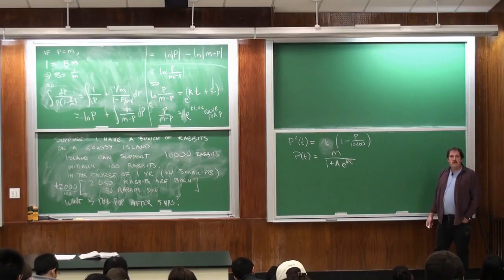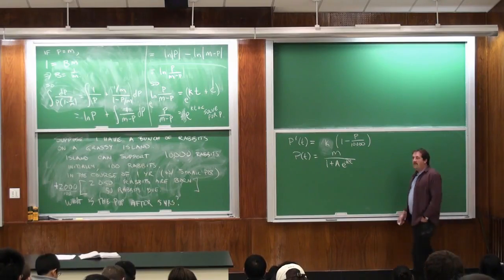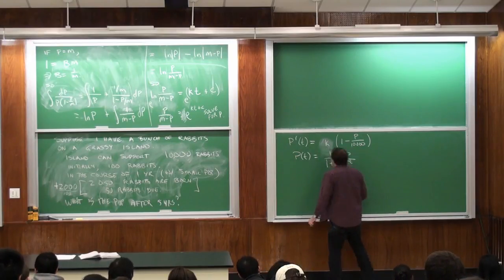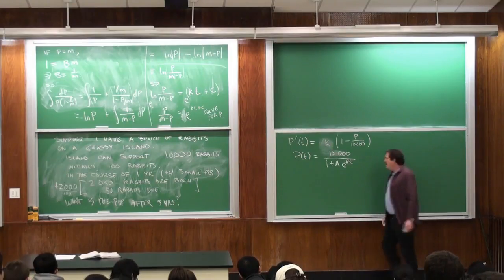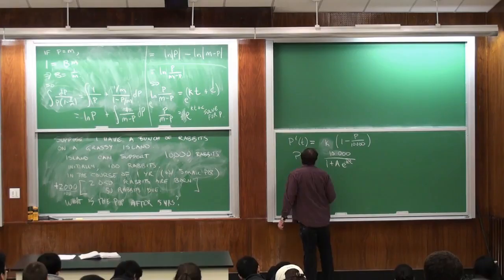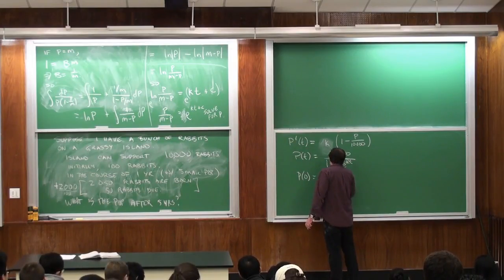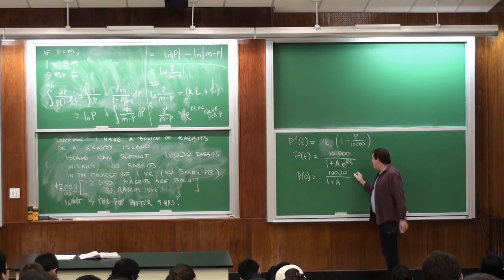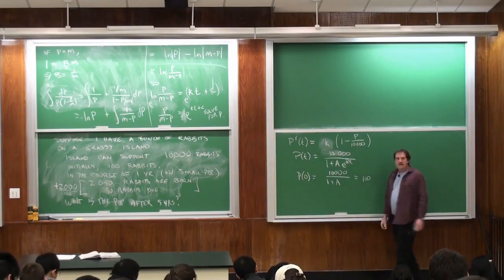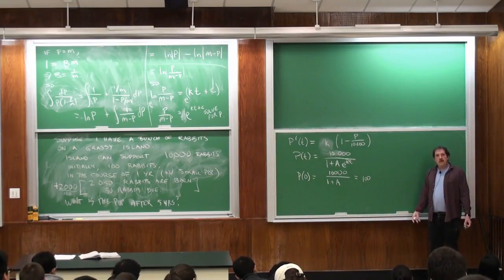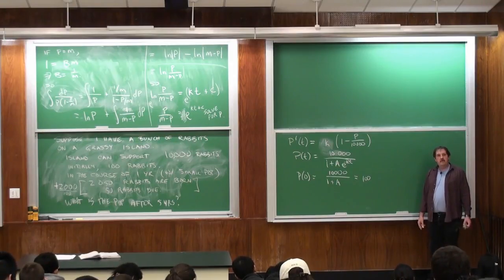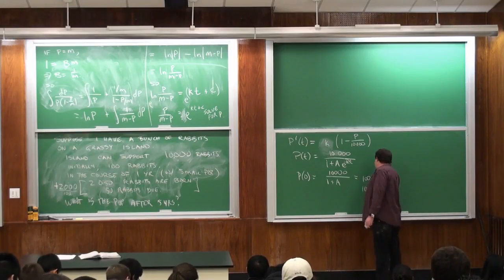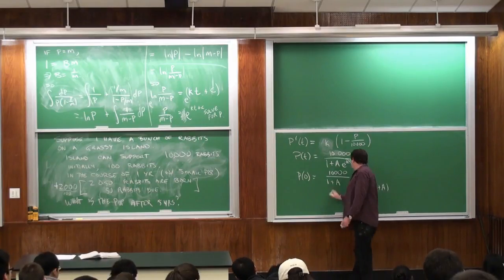Negative. Where A is some constant we don't know. Now we know a couple of things. We know that M we already know. Sorry, it's 10,000. So our initial population, P of 0, tells us that 10,000 over 1 plus A, T is 0, so that's just 1 plus A, is 100. When we first started looking, there were 100 rabbits. And so this tells us the value of A. So 100 times 1 plus A is 10,000.